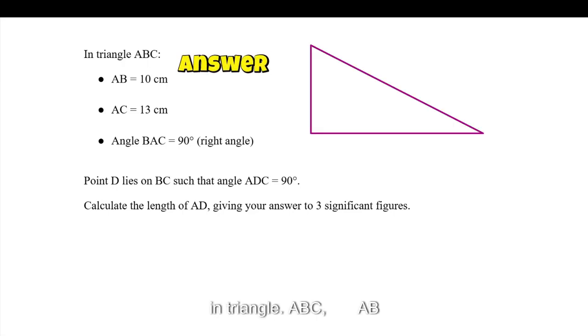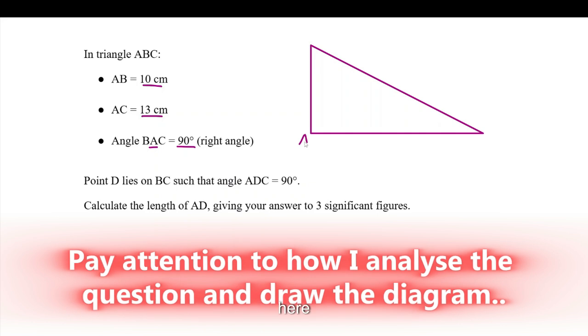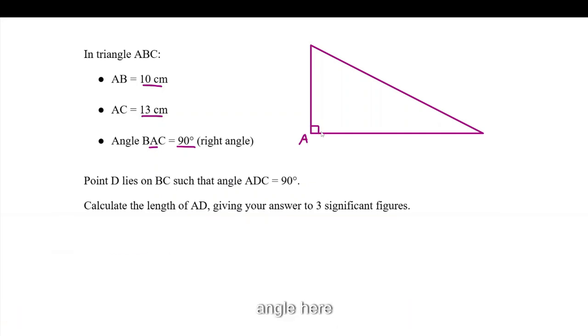In triangle ABC, AB is 10, AC is 13, angle BAC is 90 degrees. So I know my 90 degree is at A. So I have to put A here and put the angle here. And let's call this B because the shorter one is this one. So let's call that 10 centimeters. And AC, obviously this is C. And that's 13 centimeters. Okay.